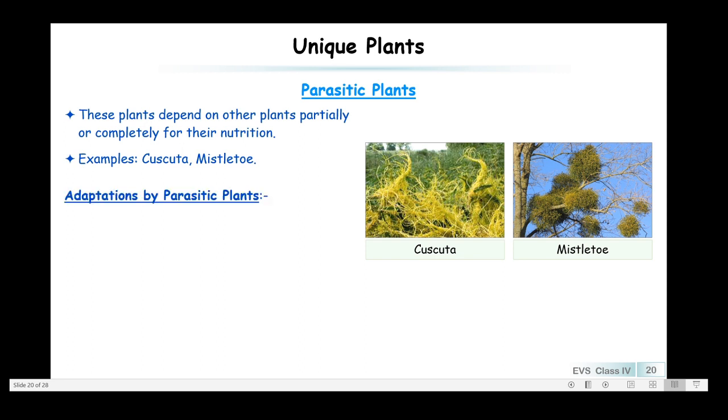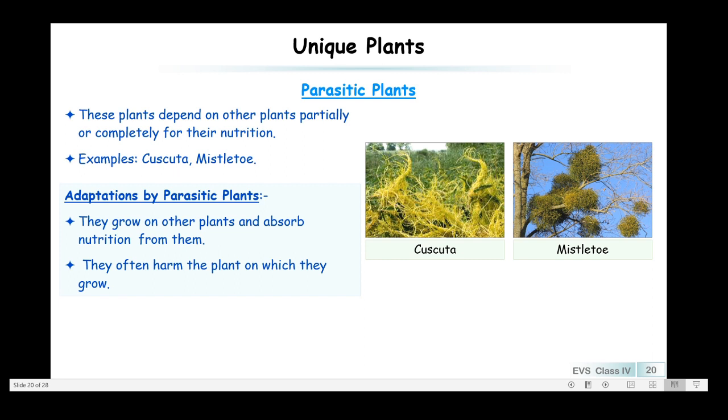So what are the adaptations shown by parasitic plants is that they grow on other plants and absorb nutrition from them. Then they often harm the plant on which they grow, right? Because they are eating away the nutrients from the plant. What all food, what all nutrients the plant is having, these plants are penetrating their roots into the branches and they are sucking the nutrients from the other plants. So they basically harm the other plants, right?